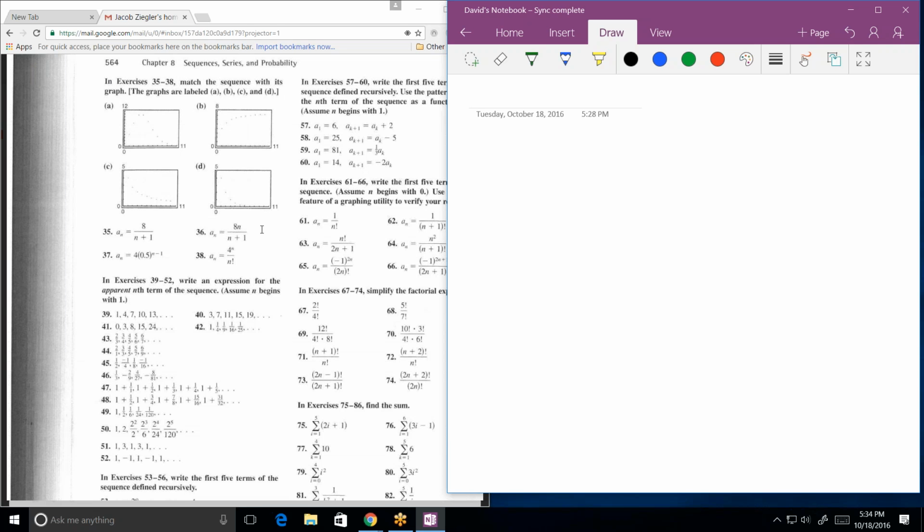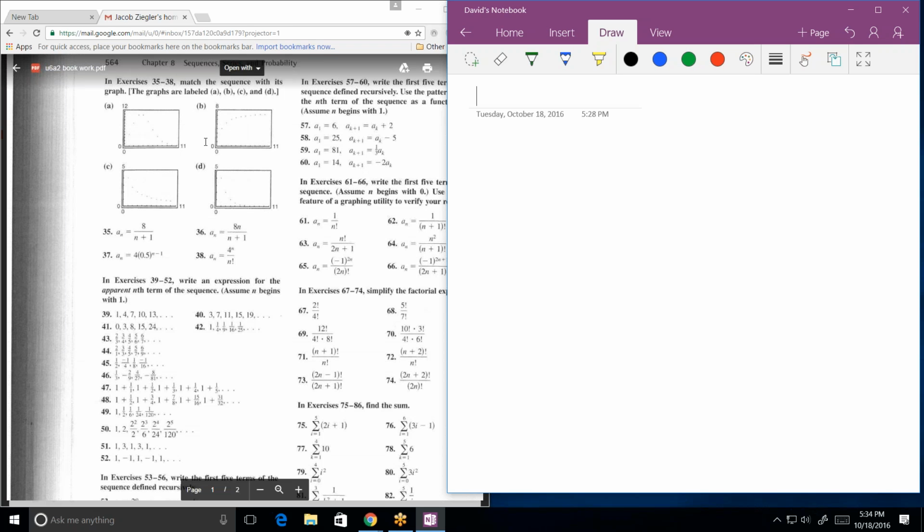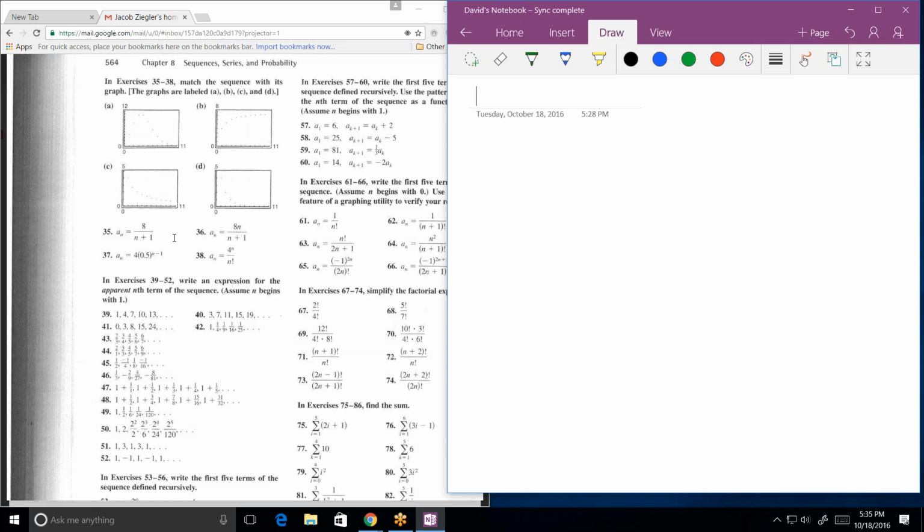Do you want to start with 35 through 38? Yeah, sure. First of all, if we look at the four graphs, there's only one graph that does not approach the horizontal asymptote y equals 0, right? That's B. It approaches a horizontal asymptote of y equals 8. Which of those four functions, as n goes to infinity, will approach 8?